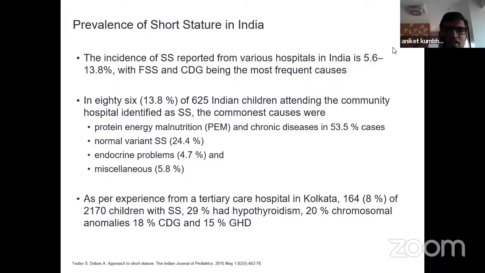Those who are persistently falling below the third percentile, or in whom the documented growth velocity is persistently subnormal, that group of patients should be investigated thoroughly. Other patients can be monitored clinically if there are no organic disorders on detailed clinical examination.